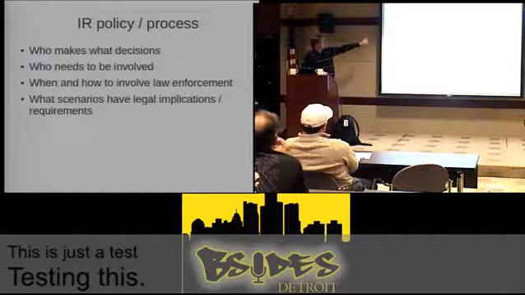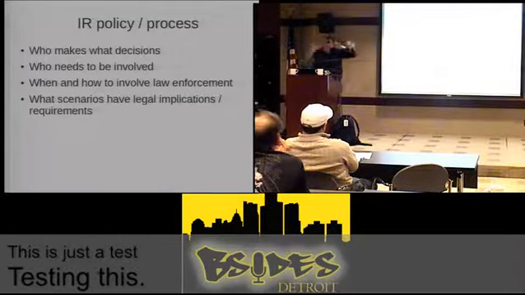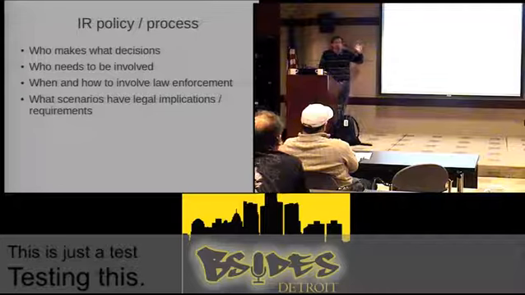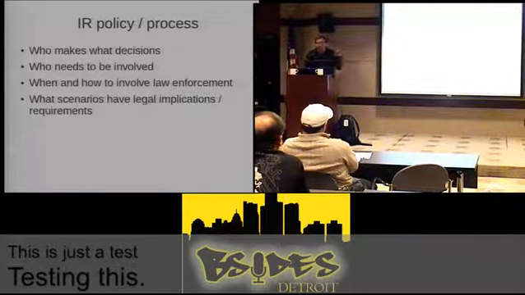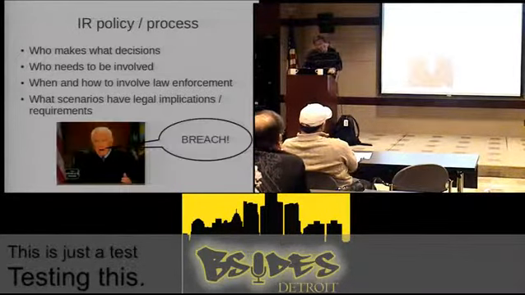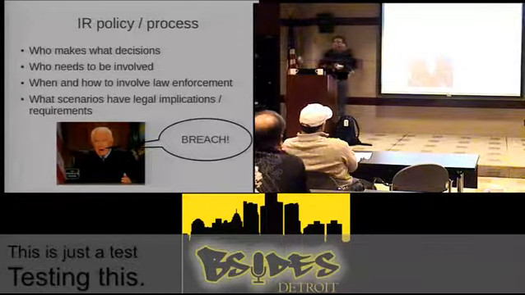So, incident response policy and process: who makes what decisions? If you're not going to write a full incident response policy and process, and you're never going to get around to it, these are like the 4 things to look at. Who makes what decisions? Who needs to be involved? How and when to involve law enforcement, and what scenarios have legal implications. The last thing is this: when are you going to have to do a breach notification?